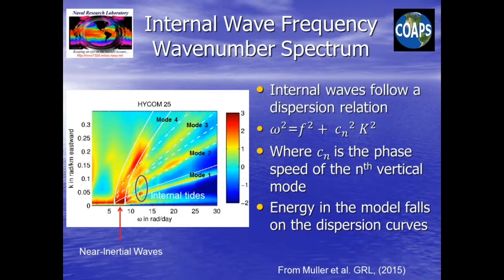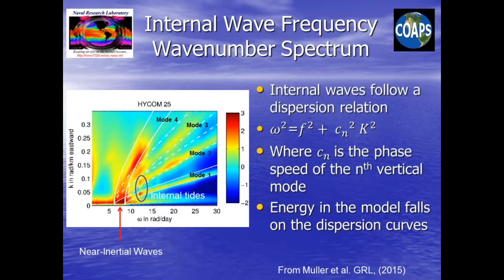And you can see that the energy that was filling in the model in the frequency spectrum is actually also filling in along the dispersion curves. So the brighter colors fall on those lines. And I've highlighted modes 1 to 4. Actually, by the time you get to 5, 6, and 7 in the model, we don't generate those very well with the resolution we have in the vertical.